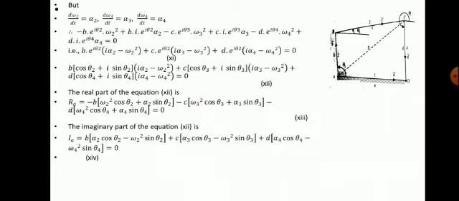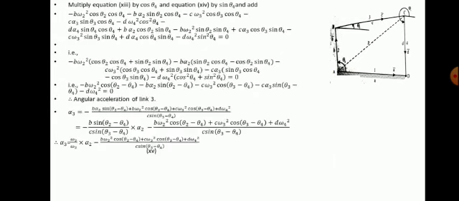Now solving, we got a total of 14 equations. Solving the simultaneous equations 13 and 14, we multiply equation 13 by cos theta 4 and equation 14 by sin theta 4 and add them. Same procedure: minus b omega 2 square cos theta 2 cos theta 4. You just multiply equation 13 by cos theta 4 and equation 14 by sin theta 4 and add them.